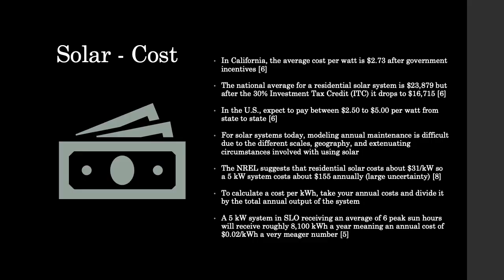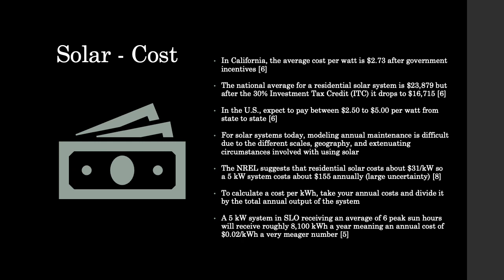Next for solar is the cost. In California, the average cost per watt is $2.73 after government incentives. The national average for residential solar systems costs roughly $23,879, but after the 30% investment tax credit, it drops to $16,715 for a 5 kilowatt system. In the US, expect to pay between $2.50 and $5 per watt, depending on the state.